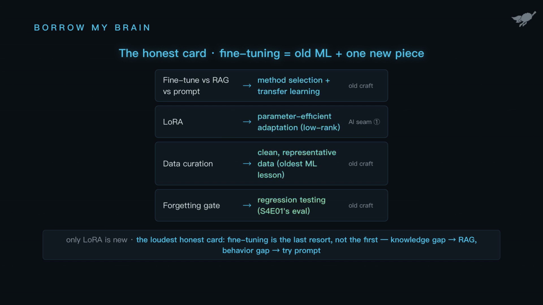A knowledge gap. Hand it to Raj. A behavior gap. Try a prompt first. Only when that behavior is out of reach for both a prompt and retrieval do you touch fine-tuning. And you have to pay for it. You have to gather clean data, you take on the risk of forgetting, and it goes stale as the facts change. The vast majority of the time, you think you need to fine-tune, but what you actually need is a better prompt or a retrieval store.